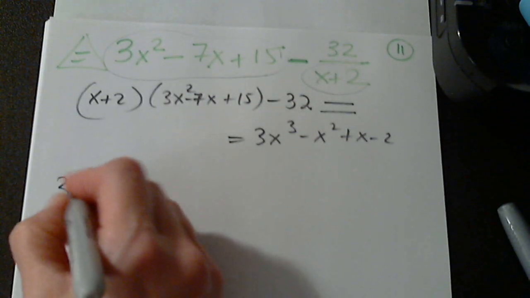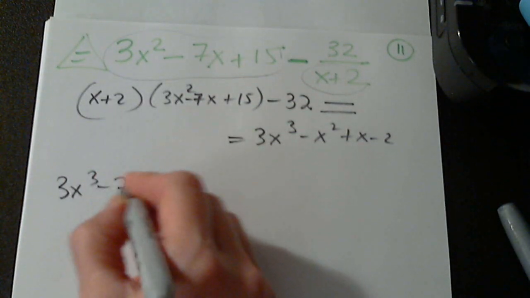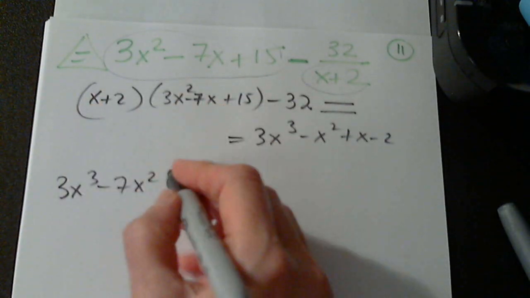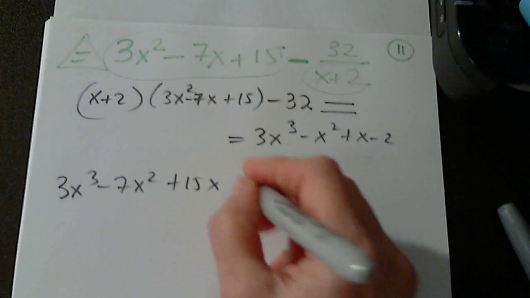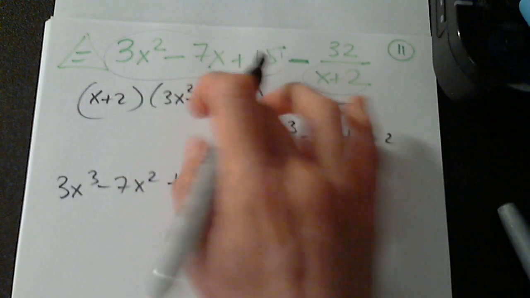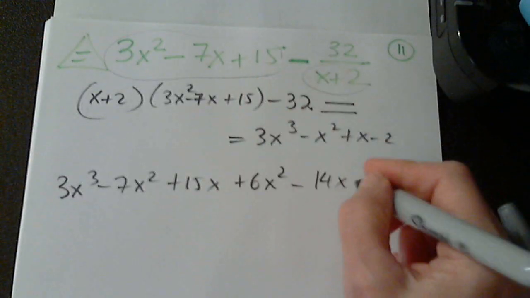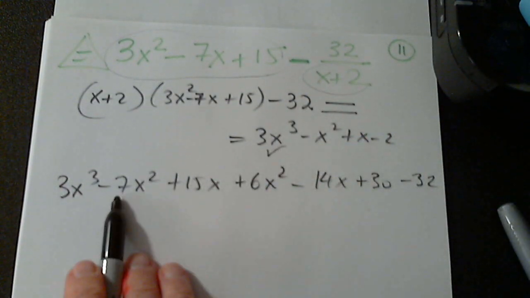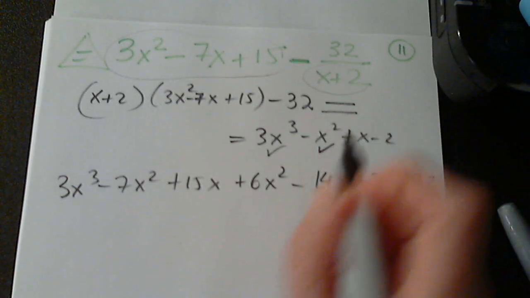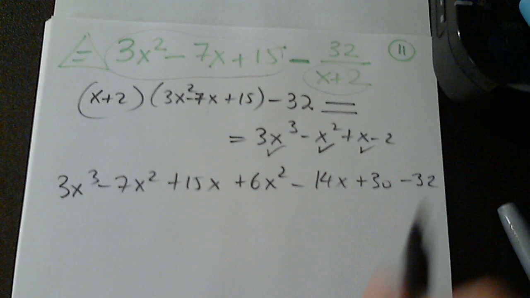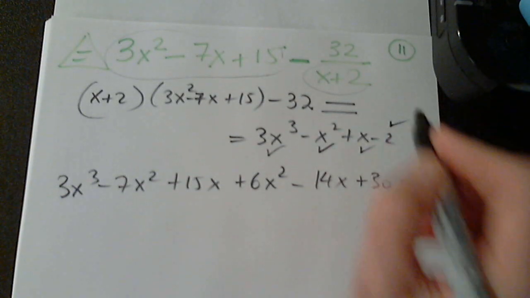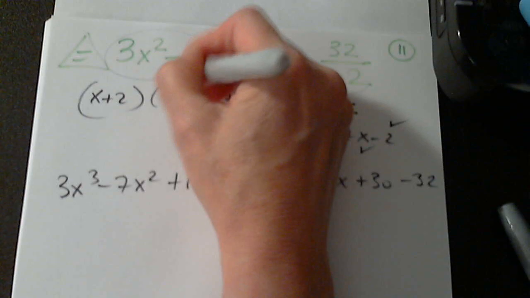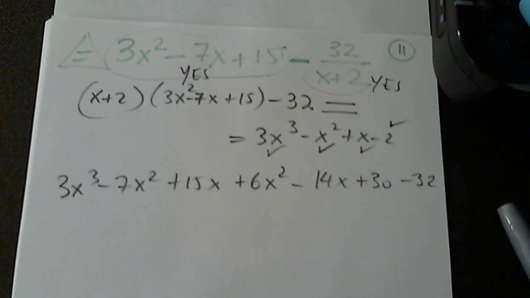So let's do that. x distributed here, 3x cubed. x distributed here, minus 7x squared. x distributed here, plus 15x. 2 distributed here, plus 6x squared. 2 distributed here, negative 14x. 2 distributed here, plus 30 and minus 32. 3x cubed? Yes. Negative 7x squared plus 6x squared? Yes. 15x minus 14x? Yes. 30 minus 32, negative 2? Yes. So it's yes, and it's yes. The quotient is indeed 3x squared minus 7x plus 15. The remainder is indeed negative 32.